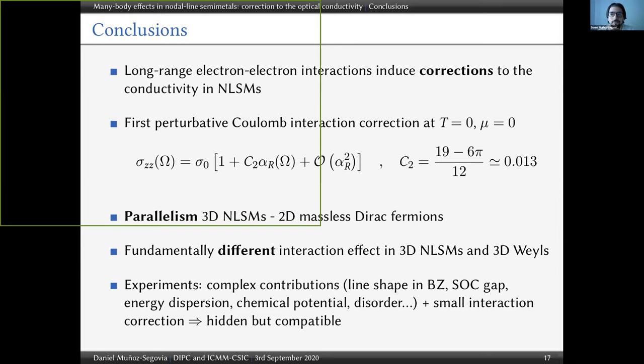Okay. So we have still some minutes. I was also interested to ask how surface states can influence these results. This is a good question, but we have not studied this yet.